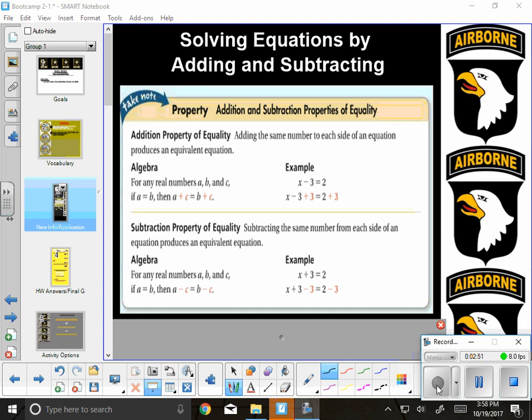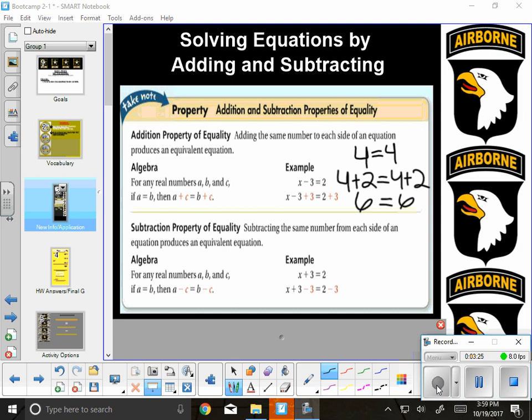So for example, say we have 4 equals 4. And 4 does equal 4. And if we have 4 plus 2 equals 4 plus 2, we added 2 to both sides. Whatever you do to one side, you must do to the other. 4 plus 2 equals 6, and 4 plus 2 equals 6, and 6 does equal 6. It might not be the same as 4 equals 4, but it does equal each other.